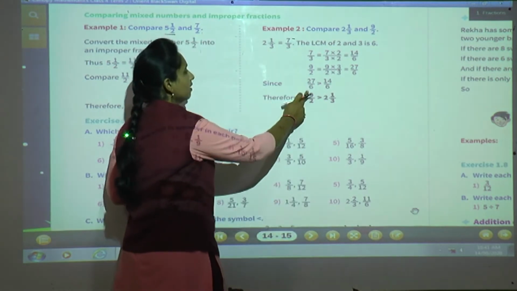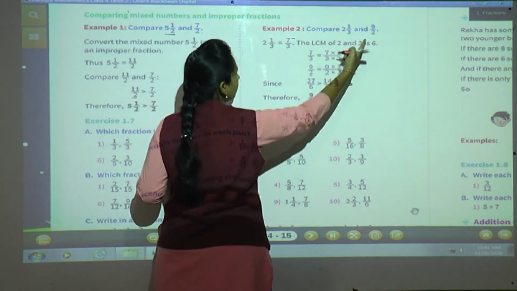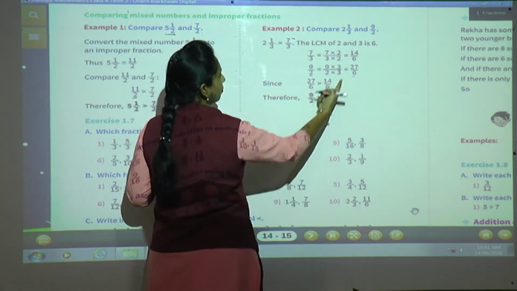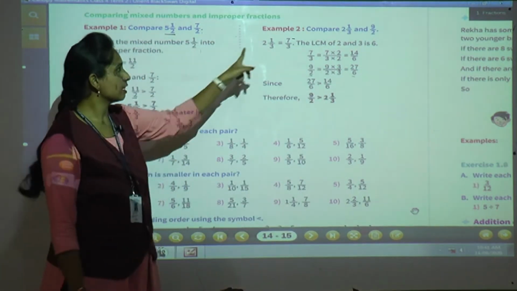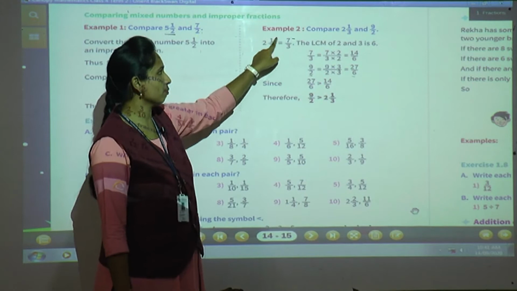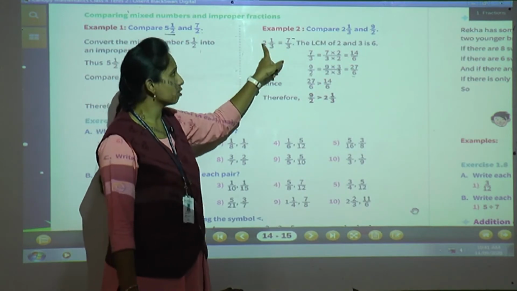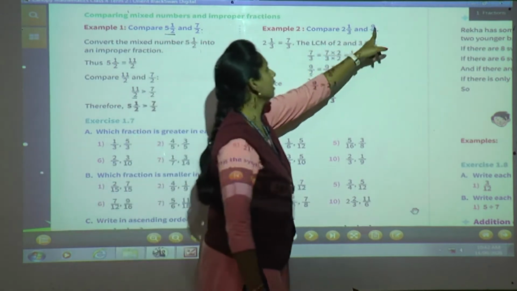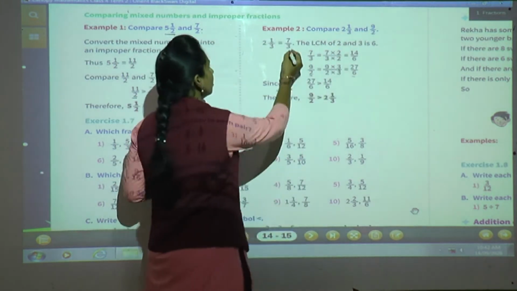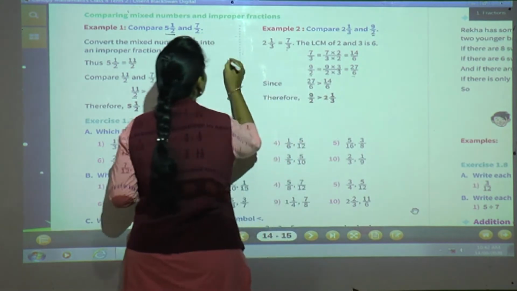But what is 27 upon 6? It is 9 upon 2. And 14 upon 6 means what? 7 upon 3. Clear? See, 2 3s are 6, plus 1 is 7 upon 3. So now we have two fractions, 7 upon 3 and 9 upon 2. And see the denominators, 3 and 2.